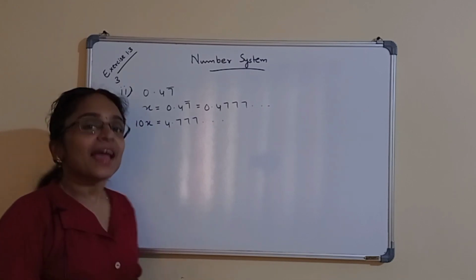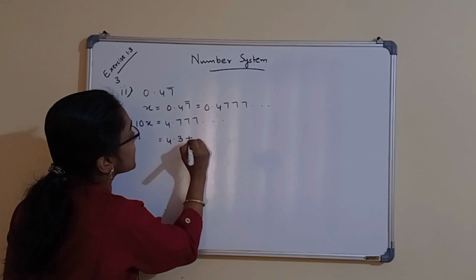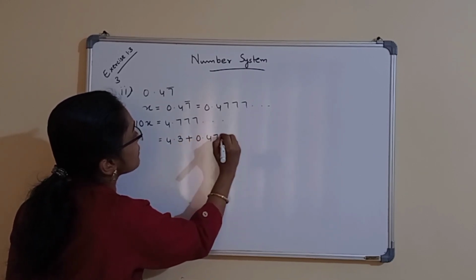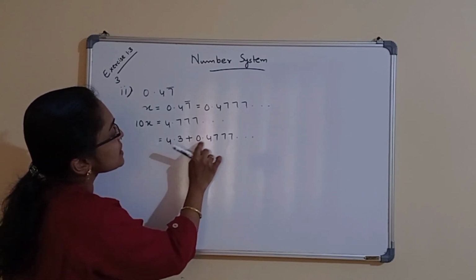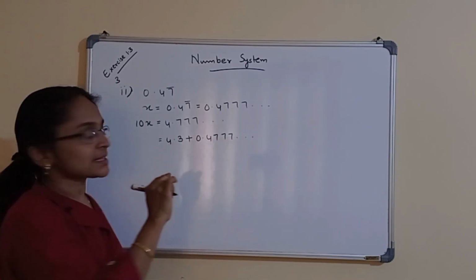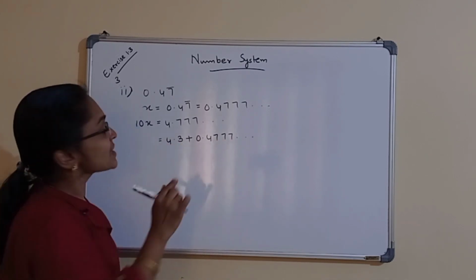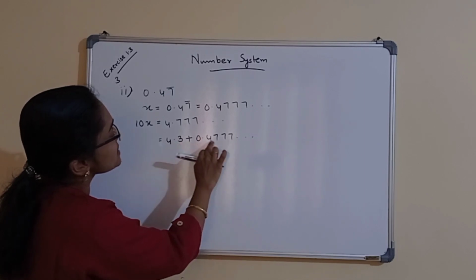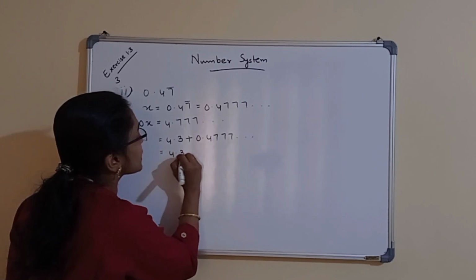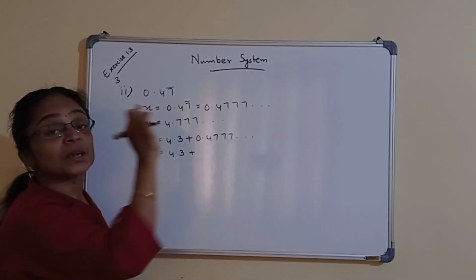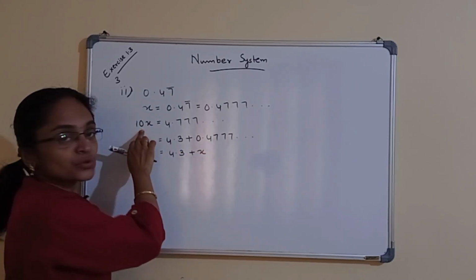4.777 etc. And we can write this as 4.3 plus 0.4777 etc. Right? Because 4.3 plus 0.4777 etc. is 4.7777 etc. So we can write this as 4.3 plus 0.4777 etc., which is equal to 4.3 plus, this is nothing but x. So 4.3 plus x. Now take this x to the left hand side.